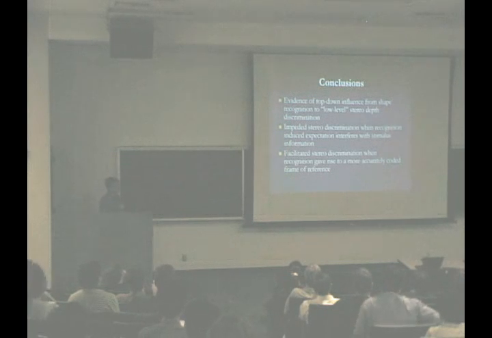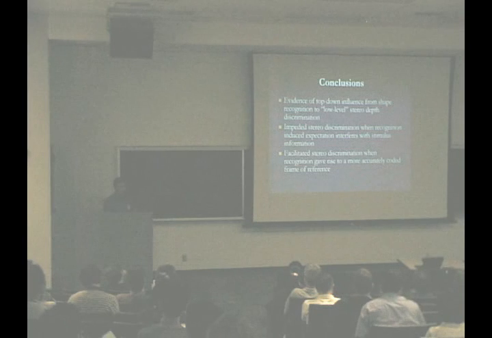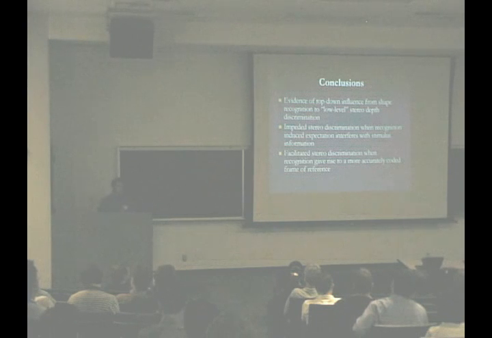But let me conclude. We have evidence, hopefully you agree with me, of a top-down influence from shape recognition to lower-level stereo depth discrimination. And this influence could be both inhibitory and facilitatory, depending upon how the influence interacts with the stimulus's physical information. Thank you very much.